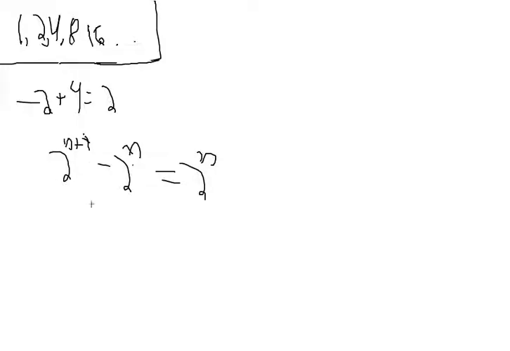Because obviously you can consider this as 2 times 2 to the n minus 2 to the n is equal to that. And if we factor out the 2 to the n, we get 2 minus 1. And then I think at this point it's fairly easy to say that they're equal. Alright, so that's the fact that we can use to our advantage.